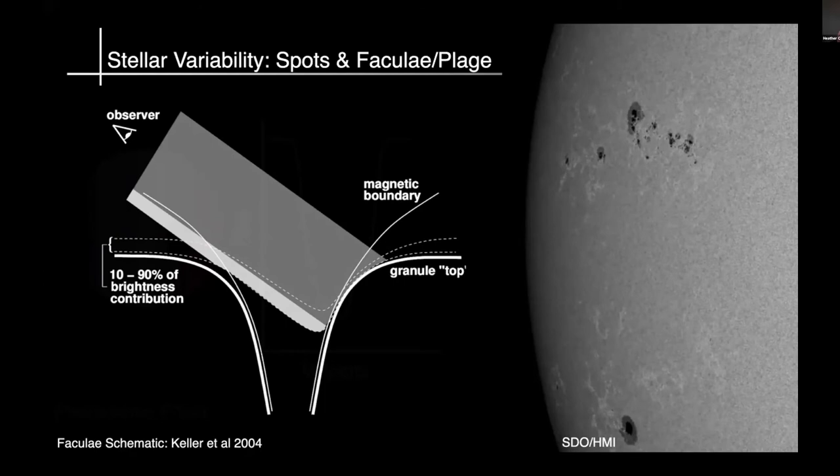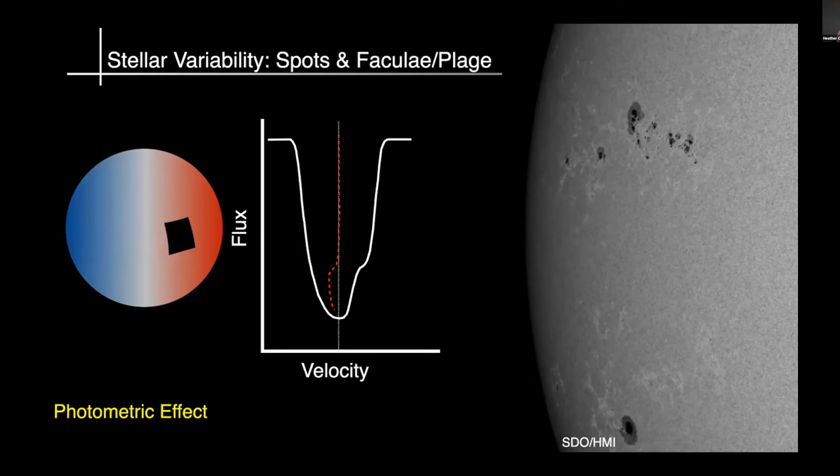So how does this contribute to the velocity variations? We have two competing effects. For one, you have the fact that you have brightness inhomogeneities. So there's a photometric effect. So take it, for example, in this schematic, you have our star that's rotating about its spin axis as normal, the blue being blue shifted towards us and the red being red shifted. And in the center of this schematic, you'll see the sort of the line profile. We have flux on the y-axis and velocity on the x-axis.